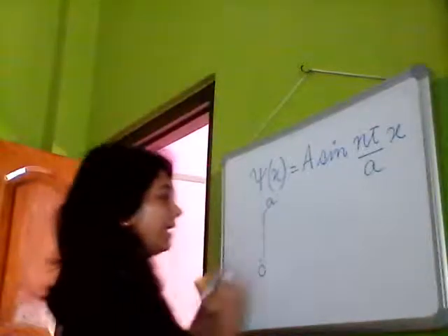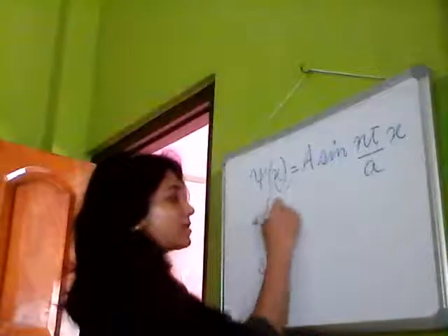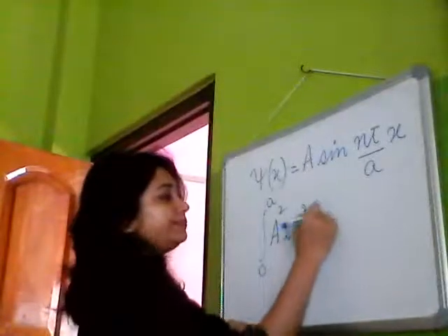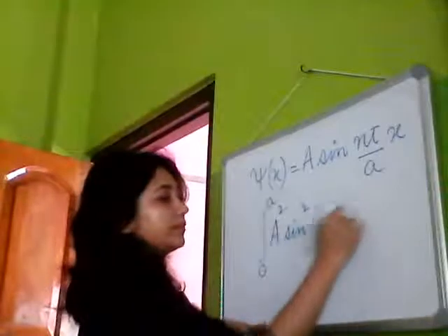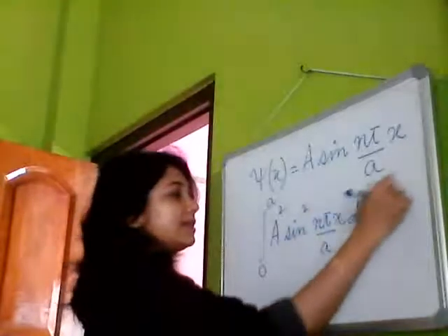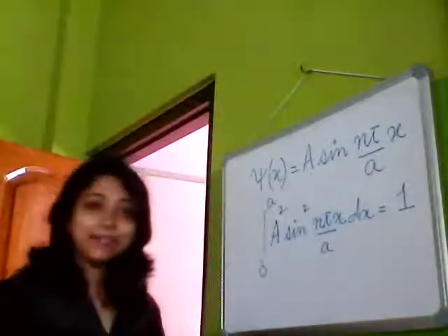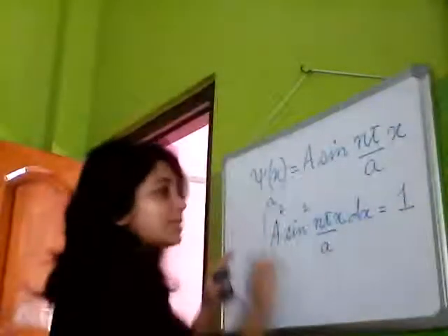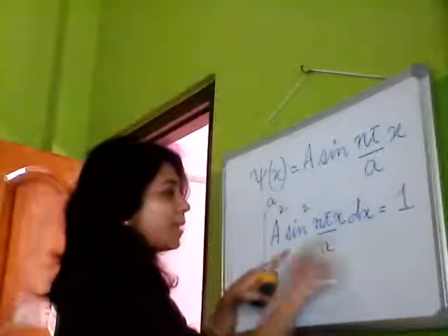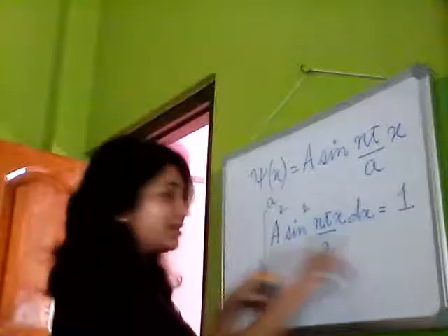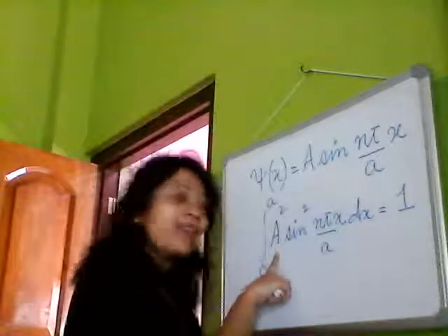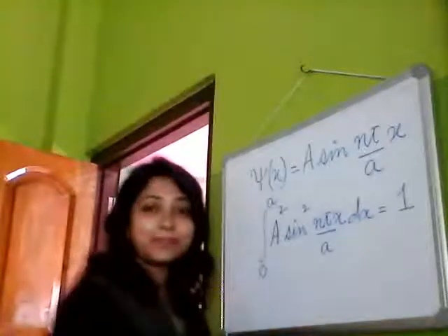Integration 0 to a, a square sine square dx equal to 1. Isn't it? Are you following me what we are doing? Now see, when I solve this equation, this part's value I can easily find out, and then this will help me to find out the value of a. And hence we will get the value of our unknown value a.